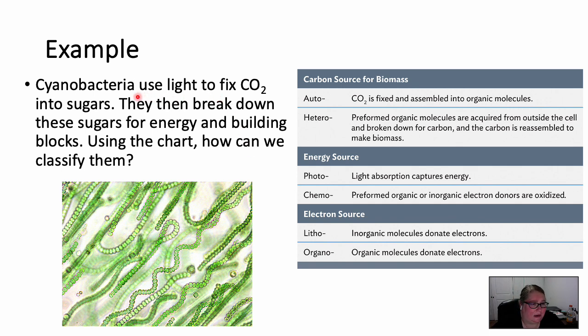For cyanobacteria, they fix CO2. This is important. They use light. If they fix CO2, that means they are an autotroph, which means they make their own food. If they use light, light always goes with photo, so they're a phototroph. Then they break down these sugars. Sugars are organic compounds, so they're organotrophs, because they break down organic sugars to get their electrons to donate. This is how we'd approach these problems. You should be able to do this on the exam if given the table.